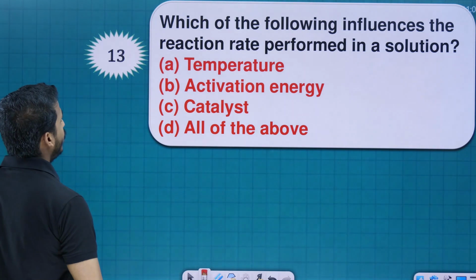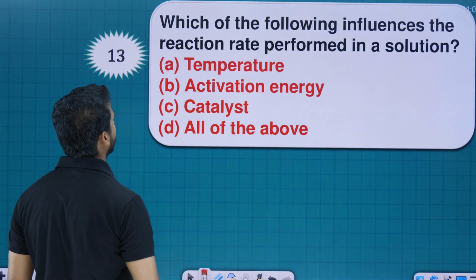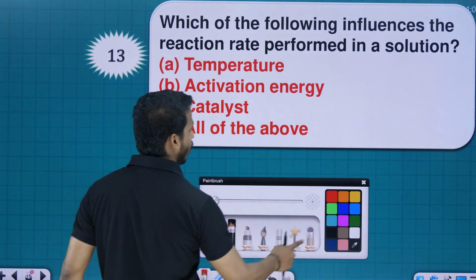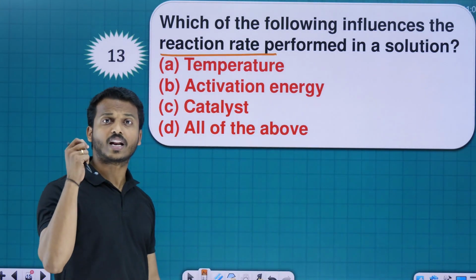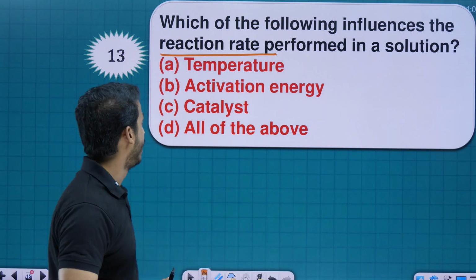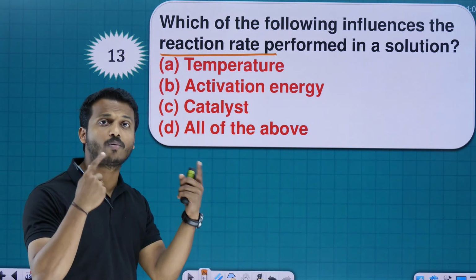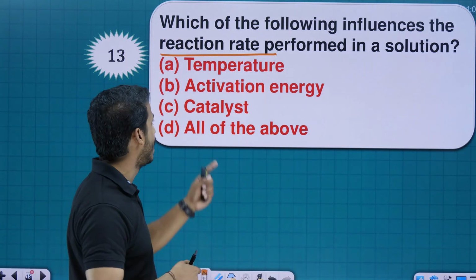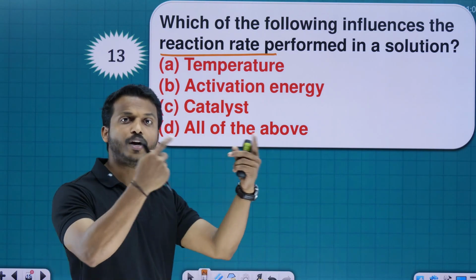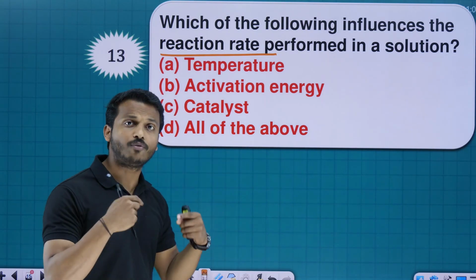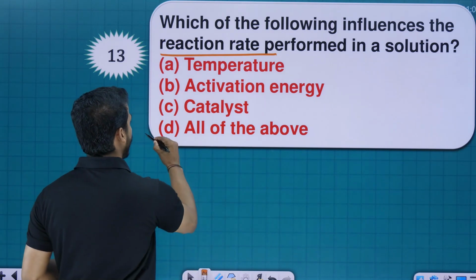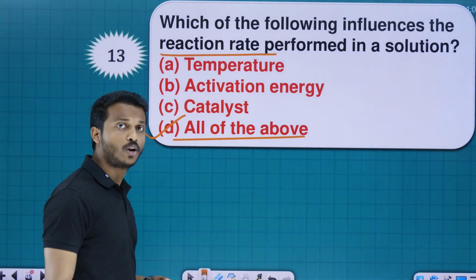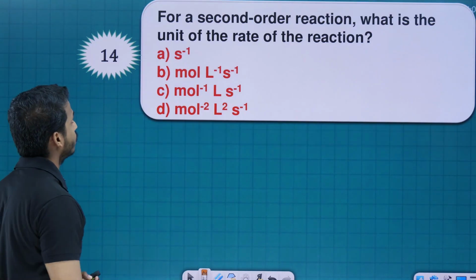Next question. Which of the following influences the rate of a reaction? See, what are the factors affecting the speed of a reaction? When temperature increases, the speed of the reaction increases. When activation energy decreases, the speed of the reaction increases. If we use a catalyst, that will reduce the activation energy and speed up the reaction. So all of the above depend on the rate of a reaction.